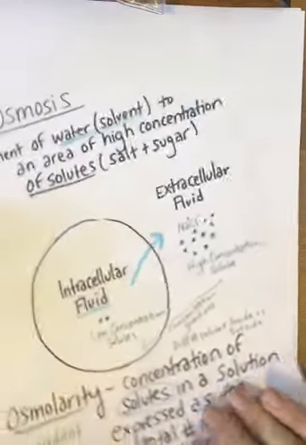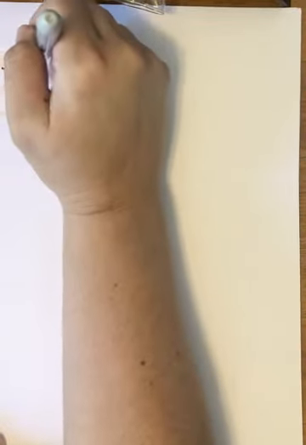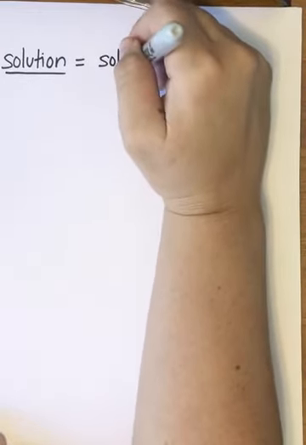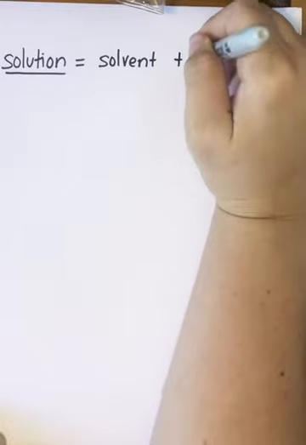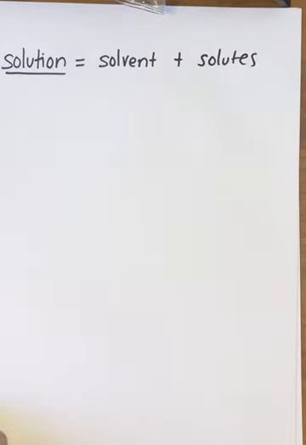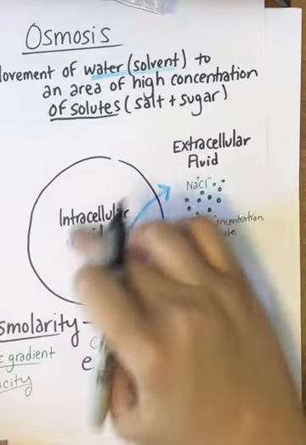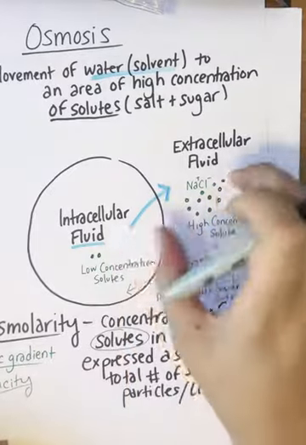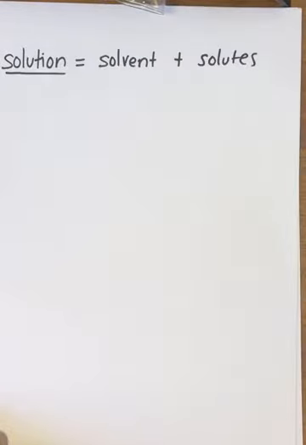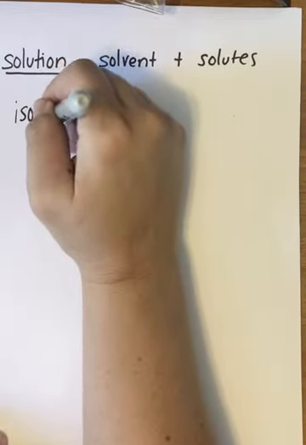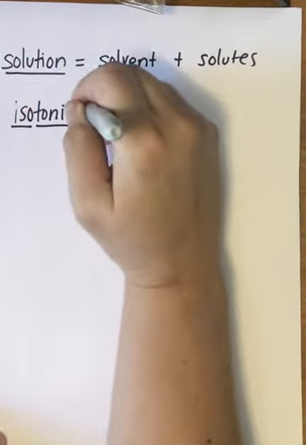So I always like to review what a solution is. A solution is a mixture of a solvent, which is the universal solvent, water, plus solutes. So technically, the intracellular fluid and extracellular fluid are each a solution with a certain amount of solutes. When we talk about solutions, there are three different types. When you say you have an isotonic solution, the word iso means the same.